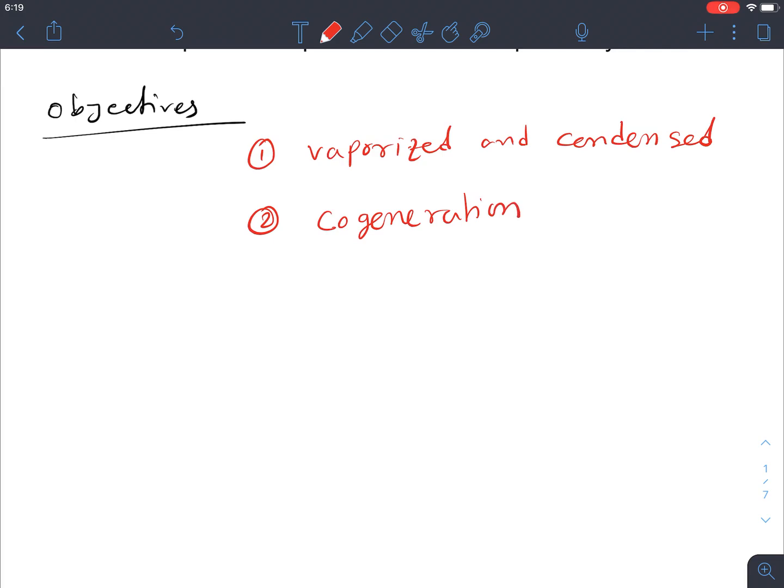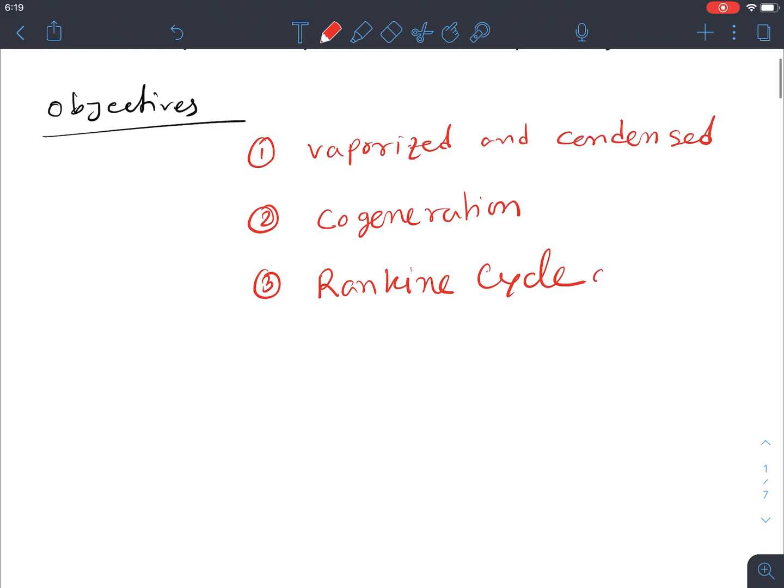Basically in the Brayton cycle we talked about the regeneration, right? How we can increase the efficiency or increase the cycle temperature. So in this chapter we will take a look at cogeneration, how we can increase the efficiency, and how we can increase the cycle temperature. Number 3, we will talk about the Rankine cycle, the basic Rankine cycle. And then we'll talk about how we can modify it to increase the cycle temperature and efficiency, right?